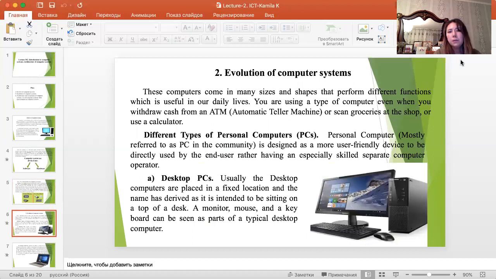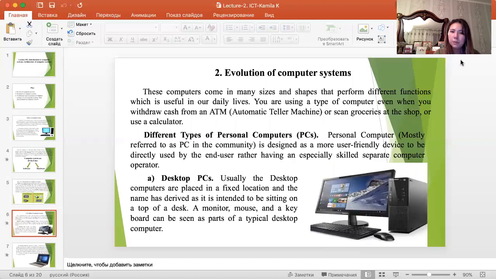Evolution of computer systems. Computers come in many sizes and shapes that perform different functions, which is useful in our daily lives. You are using a type of computer even when you withdraw cash from an automatic teller machine, or scan groceries at the shop, or use a calculator. Different types of personal computers.